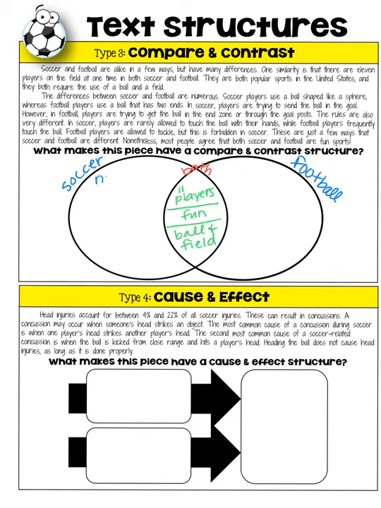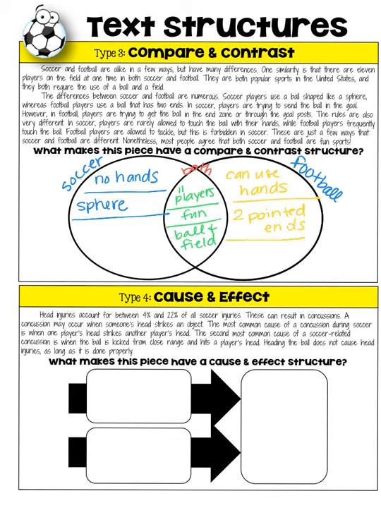In soccer, you can't use your hands. In football, you can use your hands. In soccer, the ball is a sphere. In football, the ball has two pointed ends. In soccer, there's no tackling. In football, there is tackling.